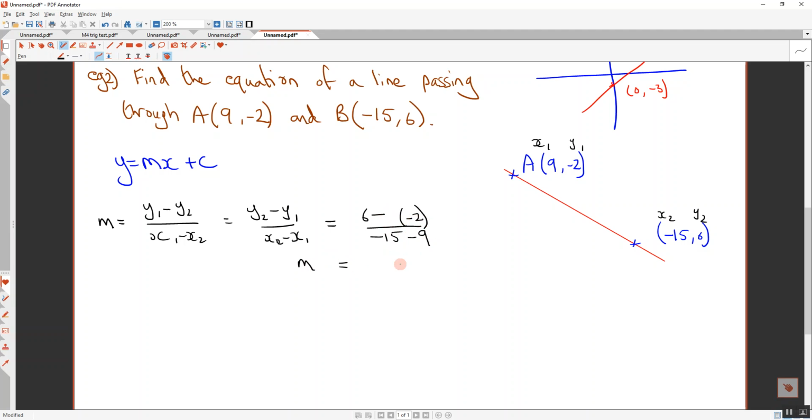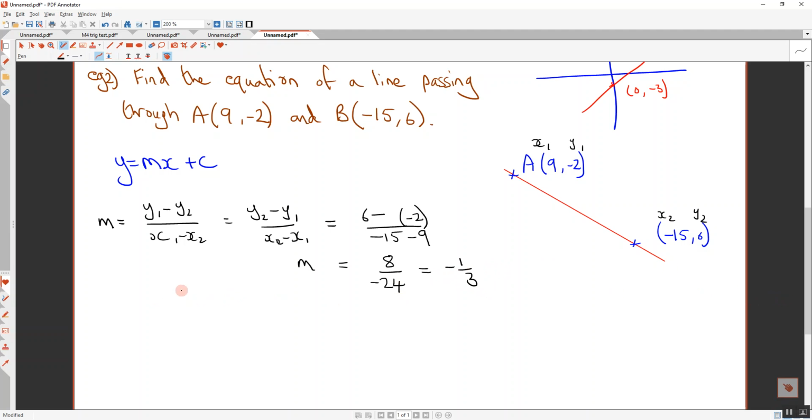What's 6 take away -2? Positive 8, good, because the two negatives become a plus. What's -15 take away 9? Negative 24. And what does that simplify to give me? -1/3. I want to keep it as a fraction. Are these the same if I've got the negative on the bottom and the negative up here? Yes, they're exactly the same. Good. So my gradient is -1/3.